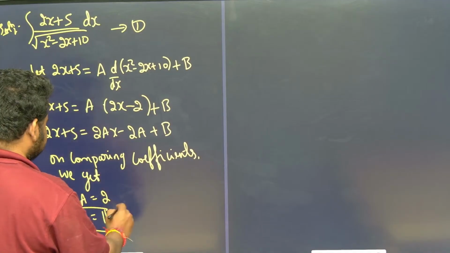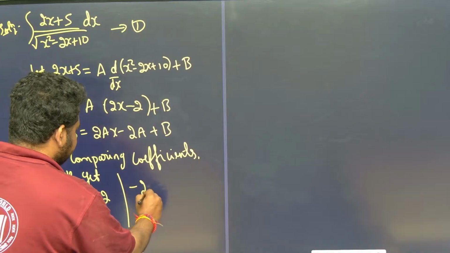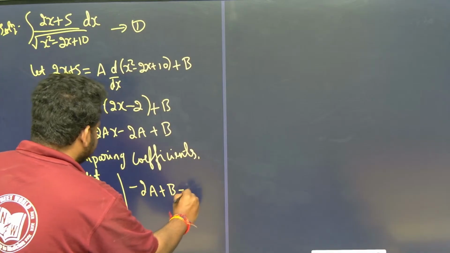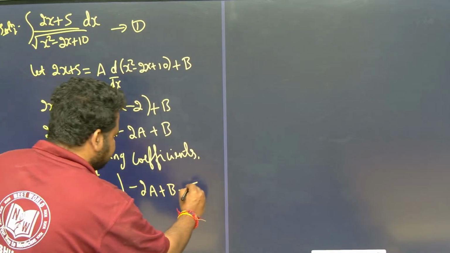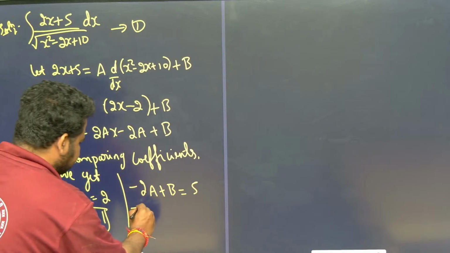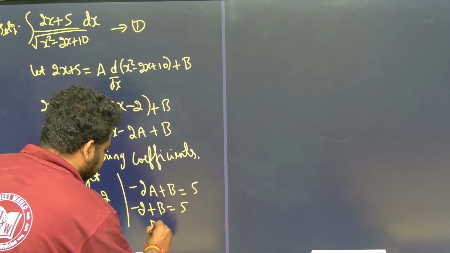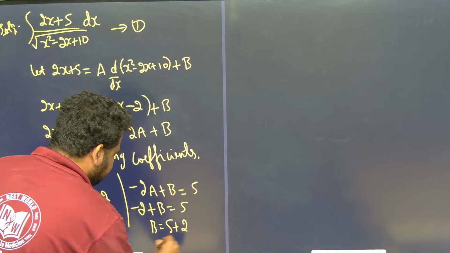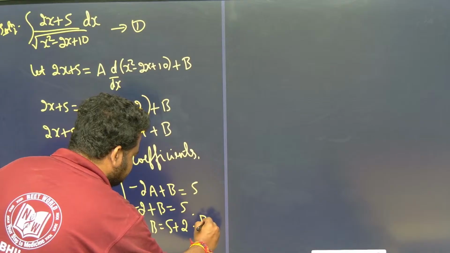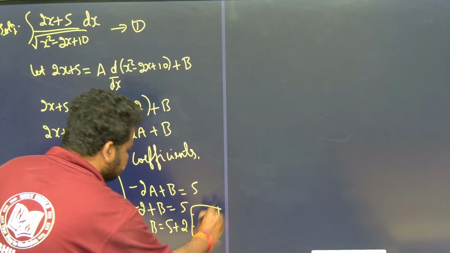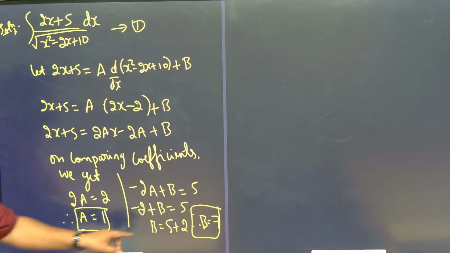Now another thing is, this is minus 2a plus b. This is constant. Here constant is 5. So this will be 5. Now we will put a is equal to 1. Minus 2 into 1 is minus 2 only, plus b is equal to 5. So this implies b is equal to 5 plus 2. Therefore b is equal to 7. Now we got a is equal to 1 and b is equal to 7.